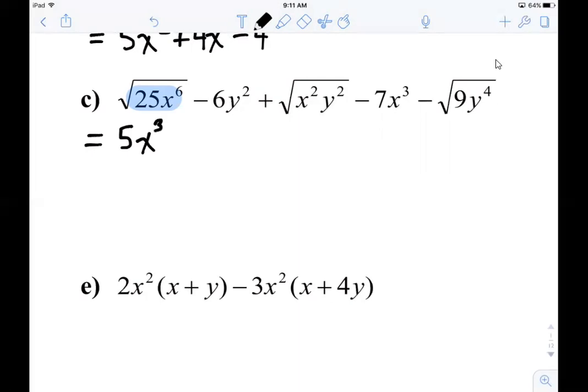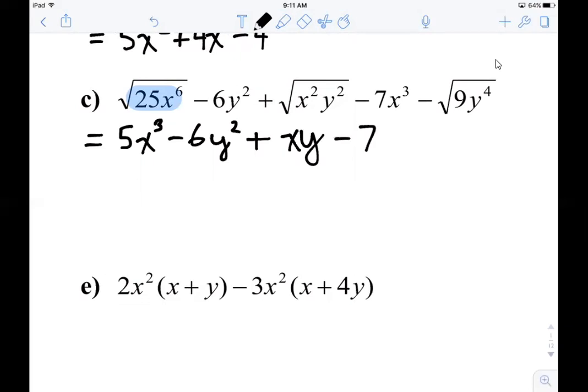Now there's nothing I can do with my second term right now, so I'm just going to rewrite it, and we'll do some combining and deal with it in our next step. So minus 6y squared. And then, well, x squared and y squared combined, but then I square root each of them and I just get x and y. Because again, I'm cutting each of their exponents in half.